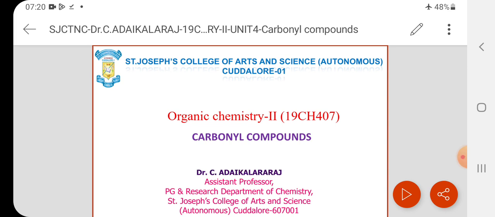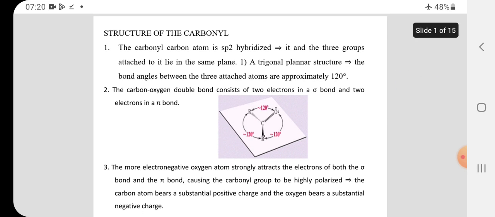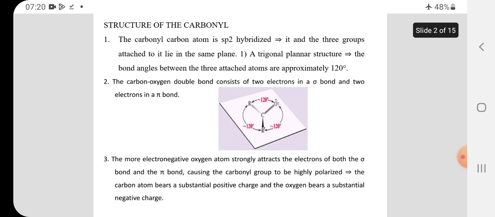In this presentation, we will study the carbonyl compounds. Structure of the carbonyl compound.